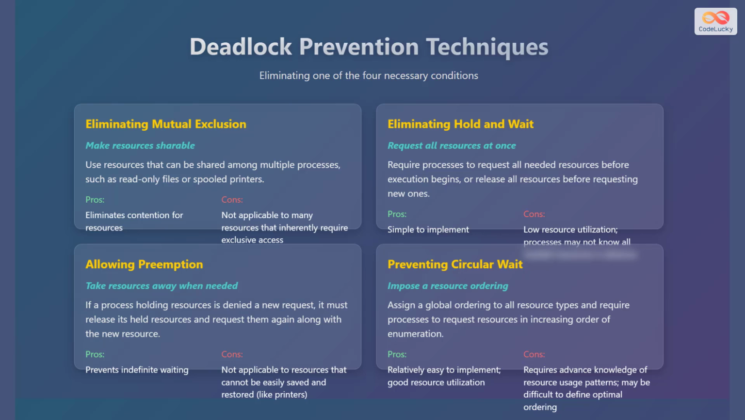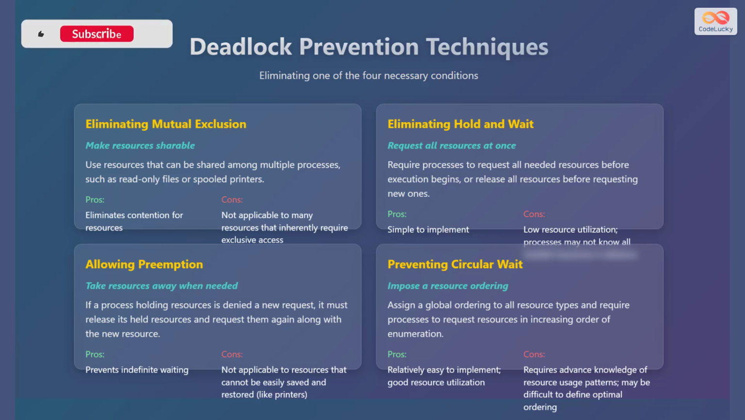Third technique is allowing preemption. If a process holding resources is denied a new request, it must release its held resources and request them again along with the new resource. The pro of this method is it prevents indefinite waiting. The con is it is not applicable to resources that cannot be easily saved and restored, like printers.